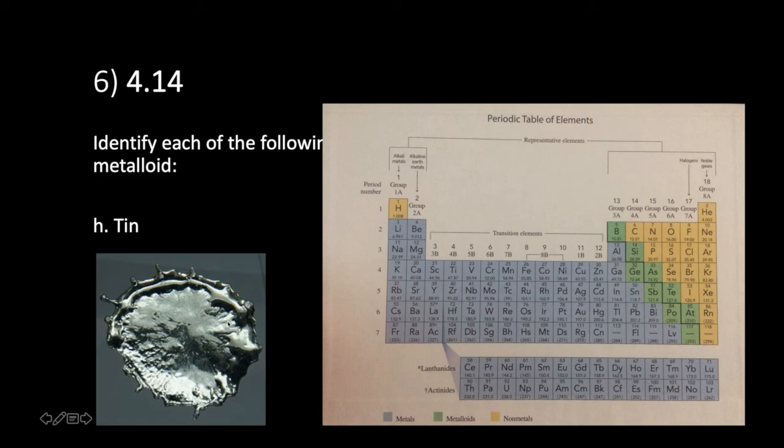So this is a droplet of tin. It was molten tin that was dropped into water, and so it froze in the droplet shape that it had when it hit the water. But you can see that it looks very much like a metal.